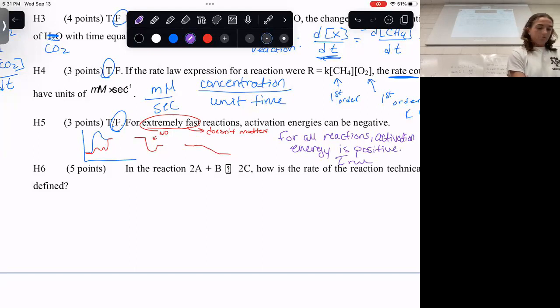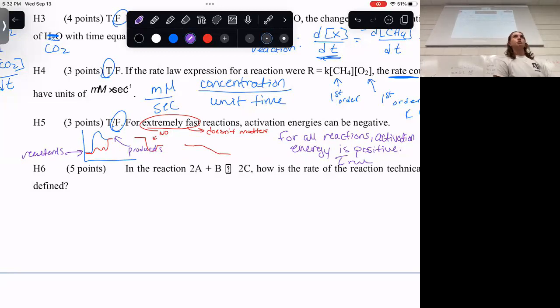Like, what is it like ending higher up instead of lower? Yep. So if your reactants here and then your products are up here, does anyone know what kind of reaction this is? It's endothermic, right? The energy is required in order for the reaction to proceed. So this is an endothermic reaction.